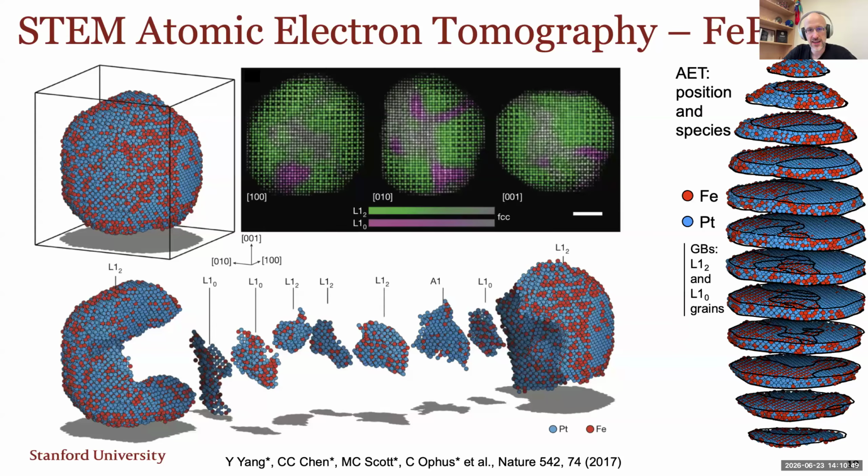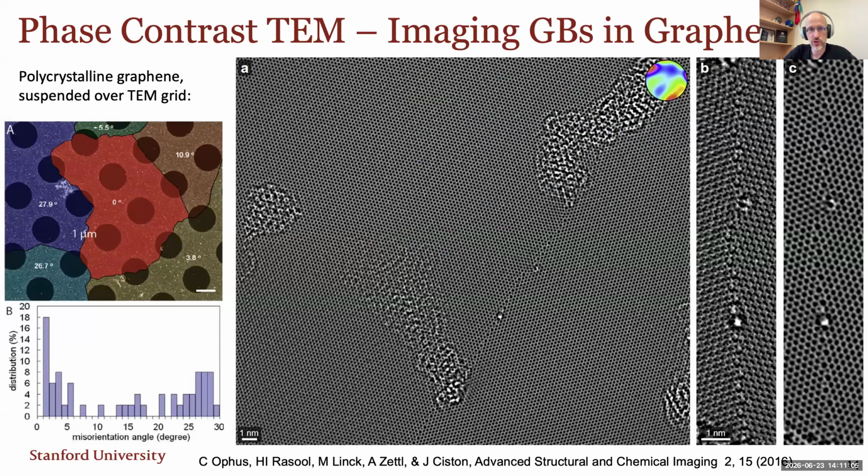And even iron is at least intermediate on the periodic table, intermediate atomic number, so it scatters reasonably strongly. But this imaging mode produces no contrast for carbon, oxygen, lithium, nitrogen, or other important low atomic number elements. If you contrast this to phase contrast imaging, this is the plane wave imaging mode in TEM.